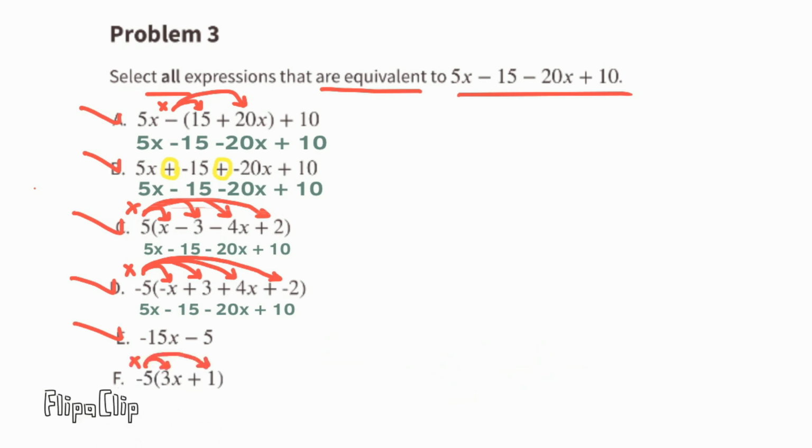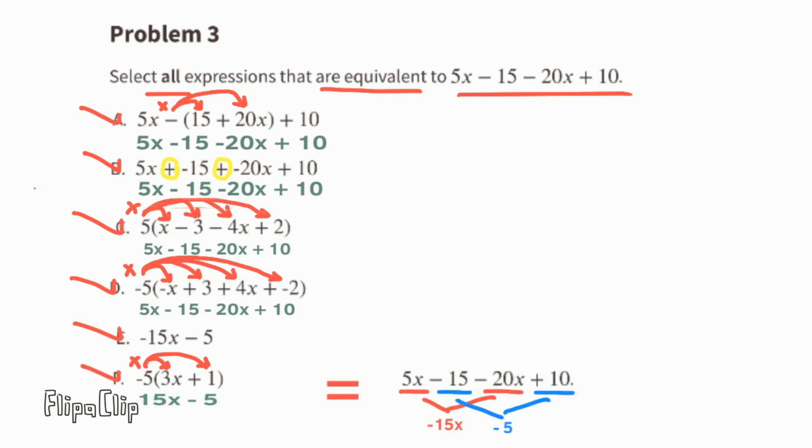F. Negative 5 times 3x. That's negative 15x. And negative 5 times a positive 1. That's a negative 5. So this expression is negative 15x minus 5, which is equivalent to the expression from E, which was equivalent to the original expression.